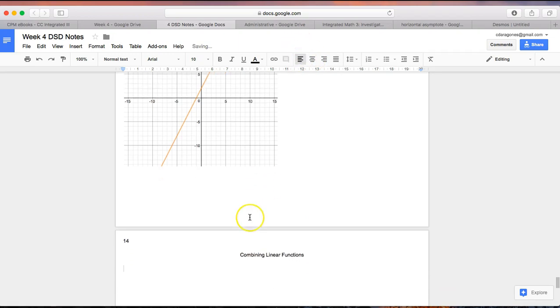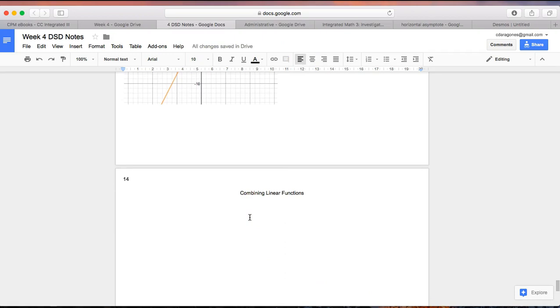So you now have two functions that you graphed. Mine were x minus 4 and 2x plus 2. These are my examples, okay? I'm going to go ahead and do part 1, which is the sum of functions, meaning I have to add up f of x and g of x.